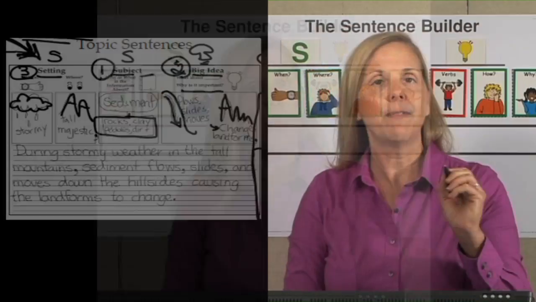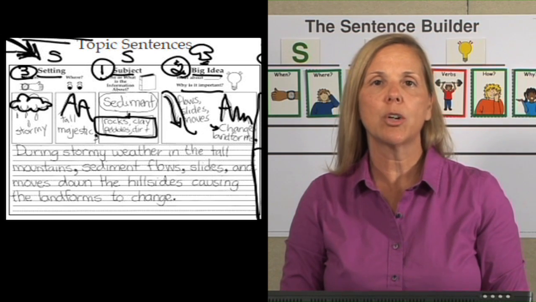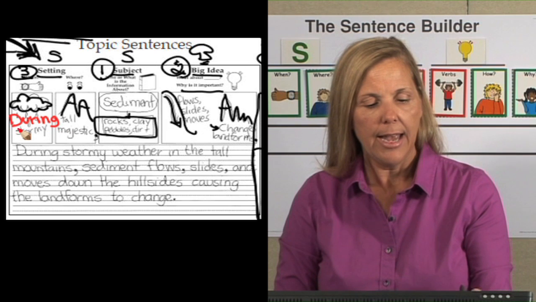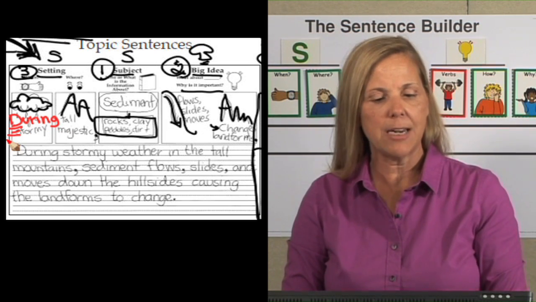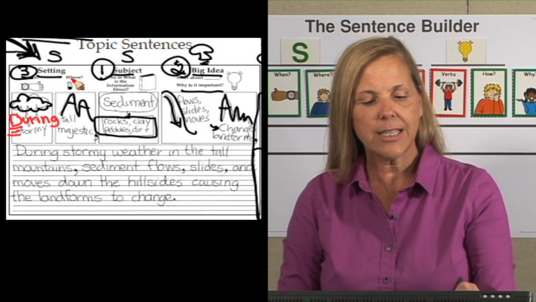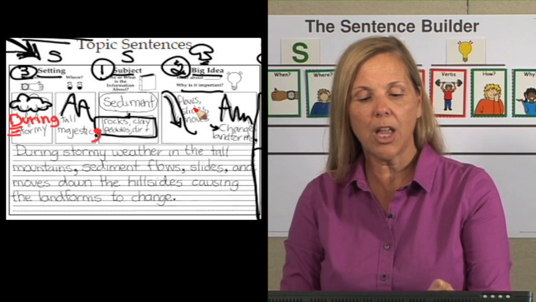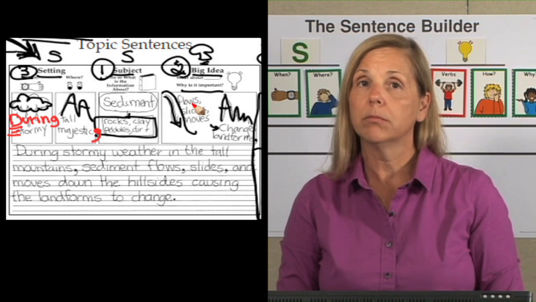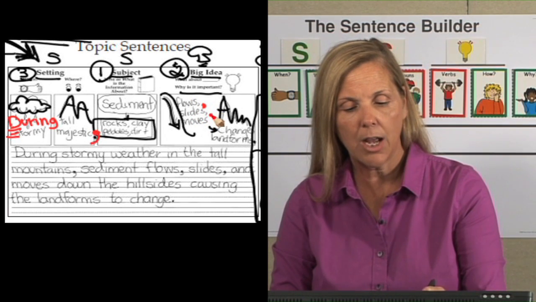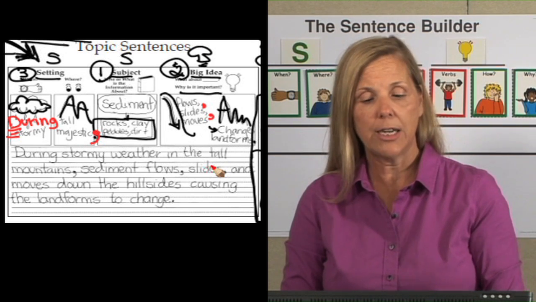Excellent job. The final part of this lesson is punctuation time. What word did we start with? During. Then let's write the word during in this first box. And make sure you have that capital D. During stormy weather in the tall, majestic mountains. That's a setting. What do I need after setting? A comma. Sediment flows, slides, and moves. Those are three verbs. How do I need to separate them? Flows, comma, slides, comma, and moves, causing landforms to change, period.